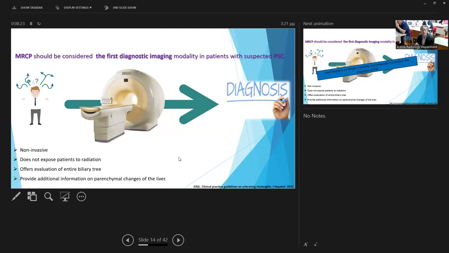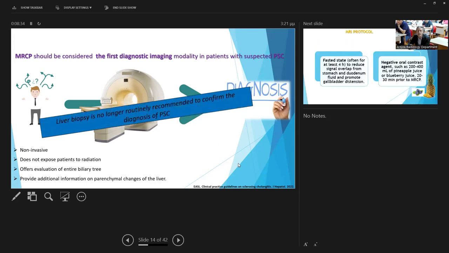Since most of these patients are quite young, they need a long follow-up during the history of the disease, and for this reason, again, we should prefer MRI to other techniques. And again, the international guidelines suggest that liver biopsy is no longer routinely recommended to confirm the diagnosis of PSC, except in small duct disease. In other cases, the MR is enough to make the correct diagnosis.